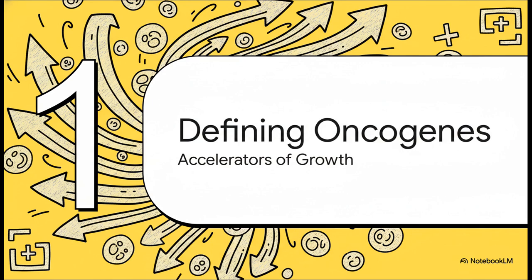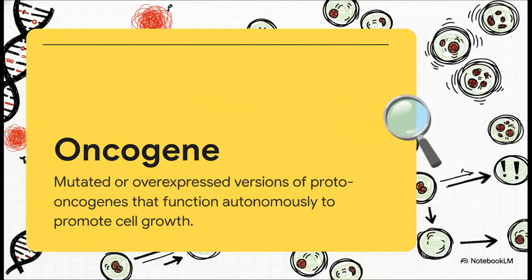What exactly is an oncogene? An oncogene is, simply put, an altered version of a normal gene. Its key feature is that it functions autonomously. This means it can drive cell growth and division all on its own, without needing the usual external signals. This uncontrolled promotion of growth is a major contributor to cancer development.